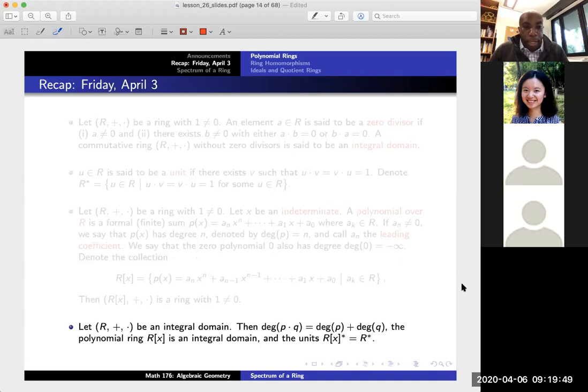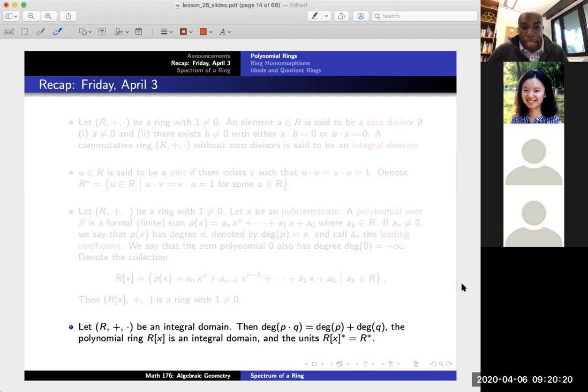If you start with an integral domain R, then the polynomial ring is also an integral domain. In fact, the degree almost acts like a logarithm. So if you want the degree of a product of two polynomials, that is nothing more than the sum of the degrees. This is part of the reason why you want the degree of 0 to be negative infinity, to make sure that this logarithm function makes sense, right? So again, the degree of the product is the sum of the degrees.